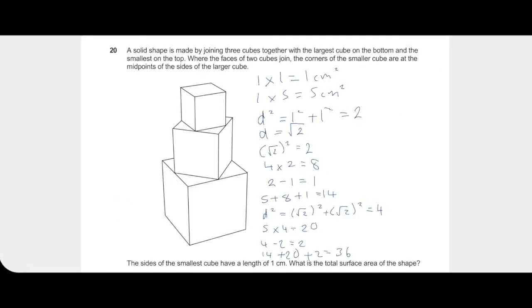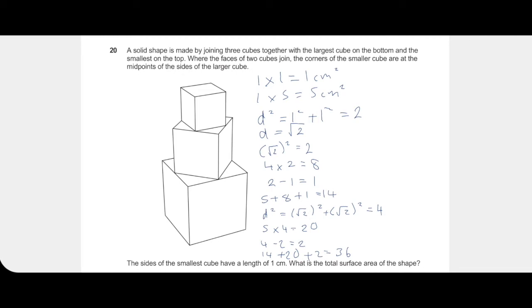Question number 20. A solid shape is made up by joining 3 cubes together, with the largest cube on the bottom and the smallest on the top. Where the faces of the 2 cubes join, the corners of the smaller cube are midpoints of the sides of the larger cube. The sides of the smallest cube have a length of 1 centimeter. What is the total surface area of this shape?